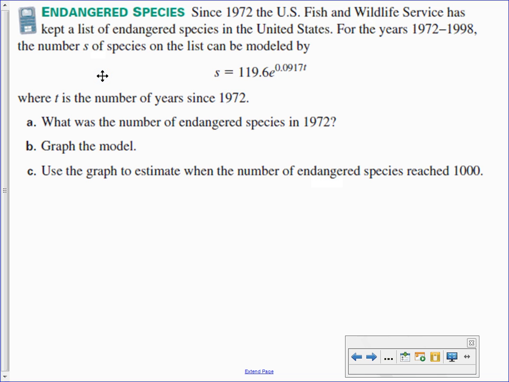Since 1972, the U.S. Fish and Wildlife Service has kept a list of endangered species in the United States, like the warthog. For the years 72 to 98, the number of species on the list can be modeled by 119.6 e to the 0.0917 t, where t is the number of years since 1972. Okay. What was the number of endangered species in 1972?